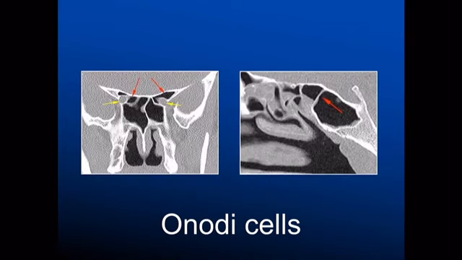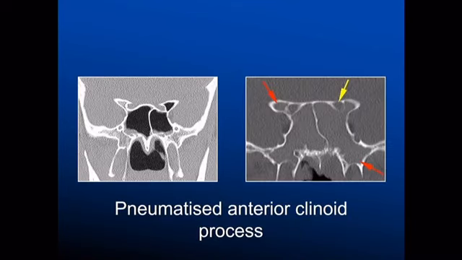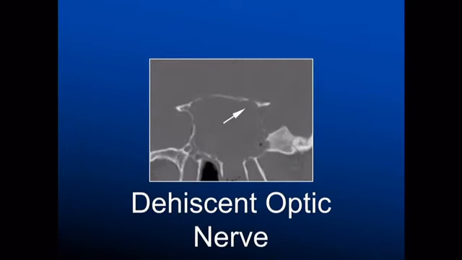Again, Onodi cells can be associated with pneumatisation of the anterior clinoid process, and in this case you can see how close the optic nerve, illustrated there in yellow, is to the sinus itself. If there's a dehiscence of the optic nerve canal, it's important to know as well. Oops, this is the dehiscent optic nerve canal.